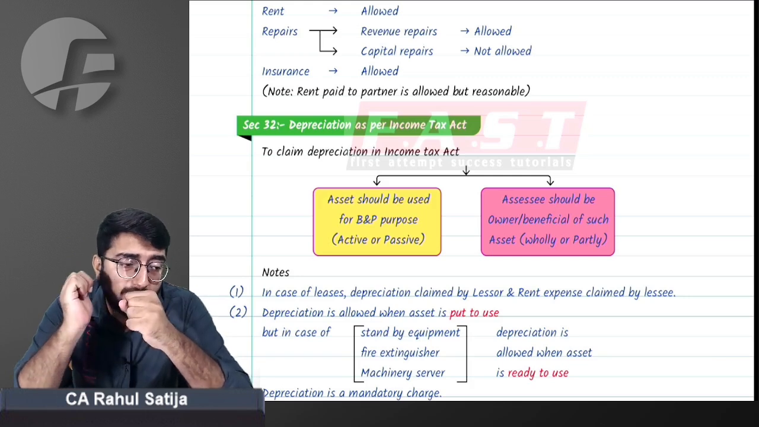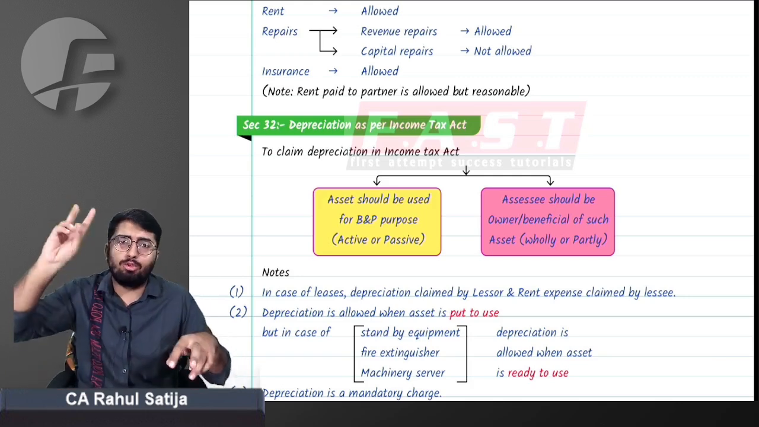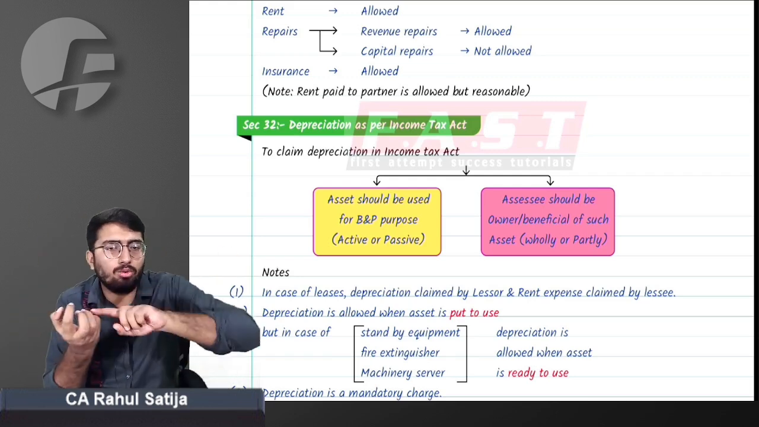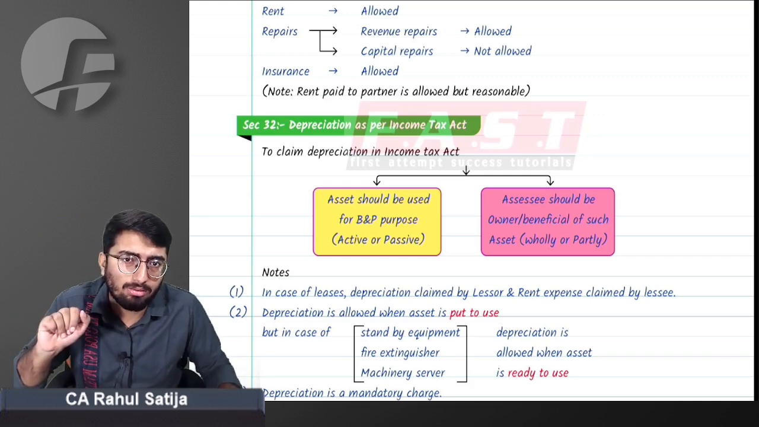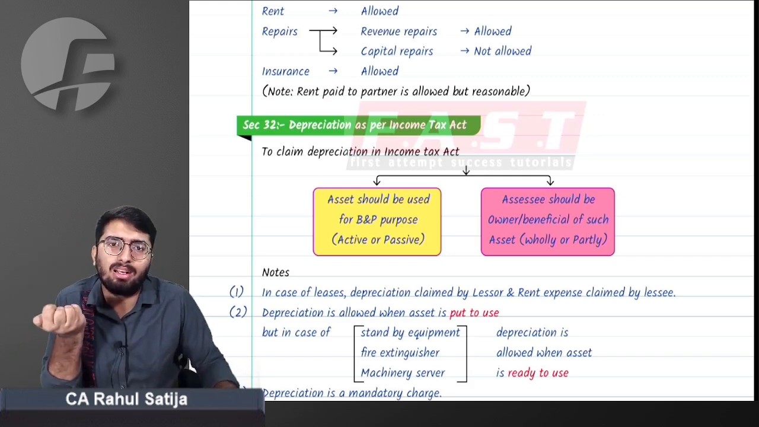Sir, what example? What if in case of a lease agreement? In a lease agreement we have two parties, lessor and lessee. Lessor is the one who gives the asset on lease, and lessee is the one who receives the asset on lease. Who will be allowed depreciation? Right answer is lessor will be allowed.